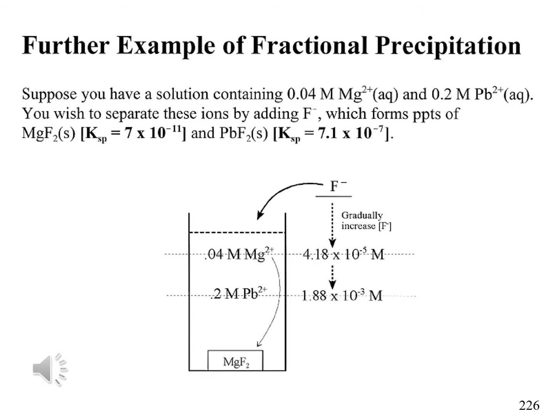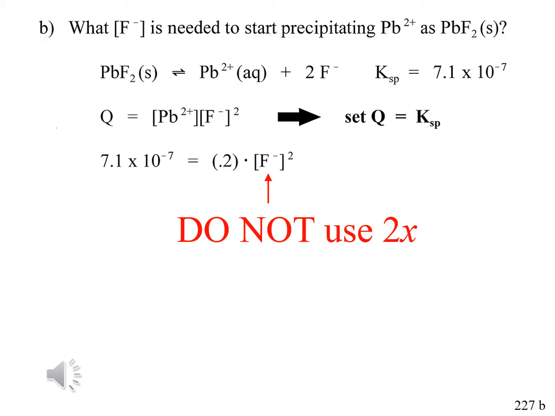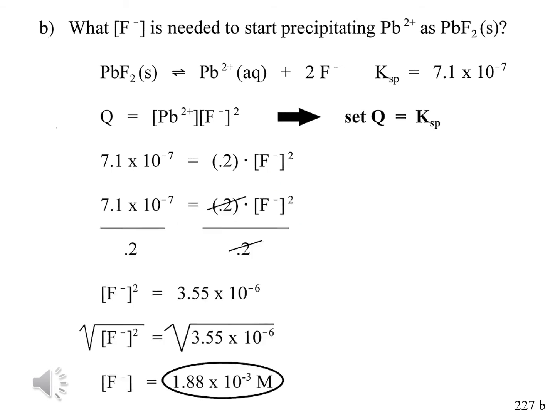Now we have to do the same problem for lead. You repeat the same process for lead using the lead Ksp, and again, you do not put in the 2x in the bracket, and also lead has a different concentration starting than magnesium does, so you also plug in the starting concentration. That's where the number for lead comes from in the next slide.